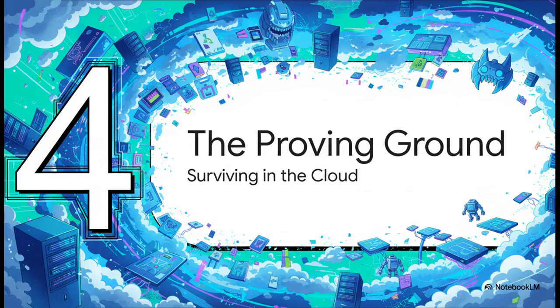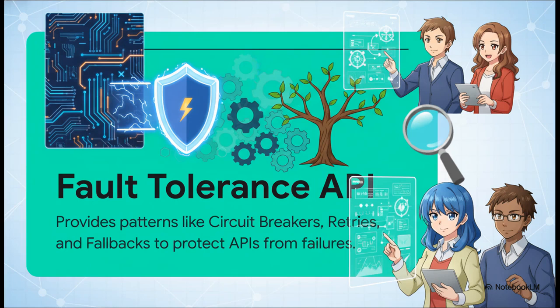So, building an API and using an API, that's one thing. But making sure it can survive and actually thrive in the chaotic, unpredictable world of the modern cloud, that's a whole different ballgame. This is the ultimate proving ground. This is where our API has to get tough. Look, in a distributed system, failure isn't a possibility. It's an absolute certainty. Something will go wrong.